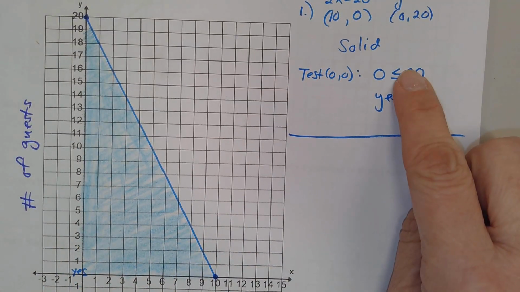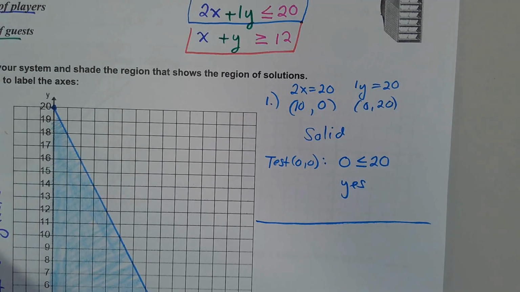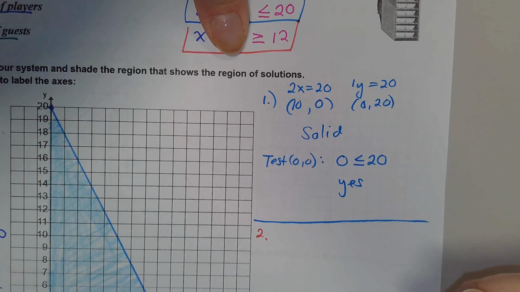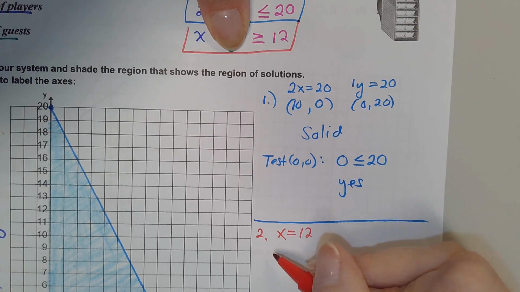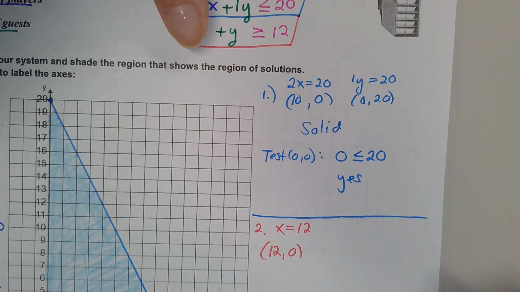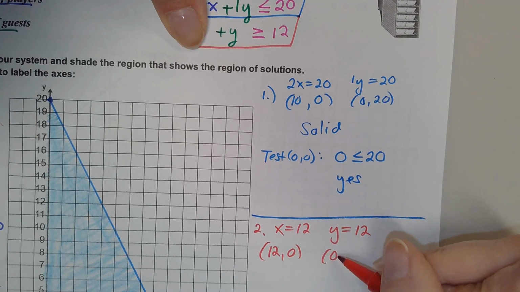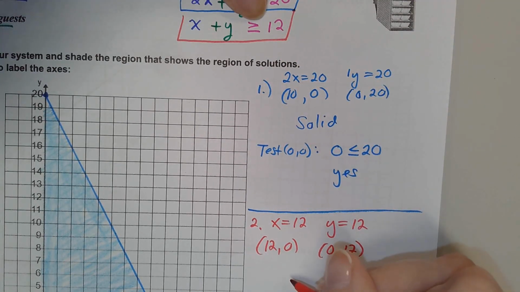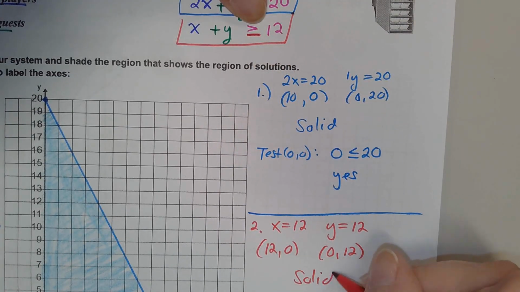But now I have to do the second one. So let's take a look at this second inequality. To find the x-intercept, I cover up y. When you see something like this, x equals 12, it's already done. 12 is the x-intercept. Cover up x, and again, we already have the y-intercept. Is this one going to use a solid or a dashed line? Since it has equals, it's going to be solid.